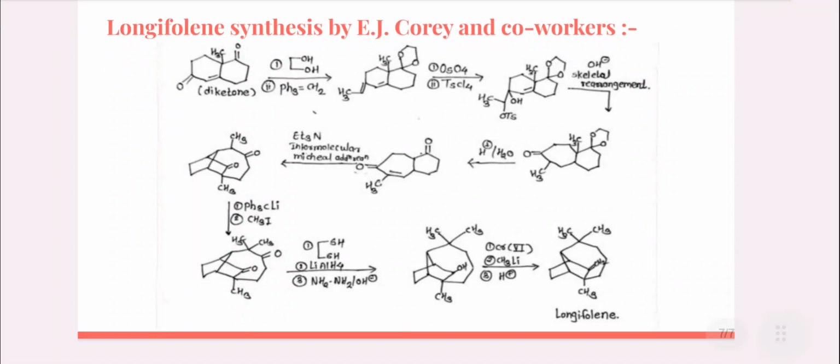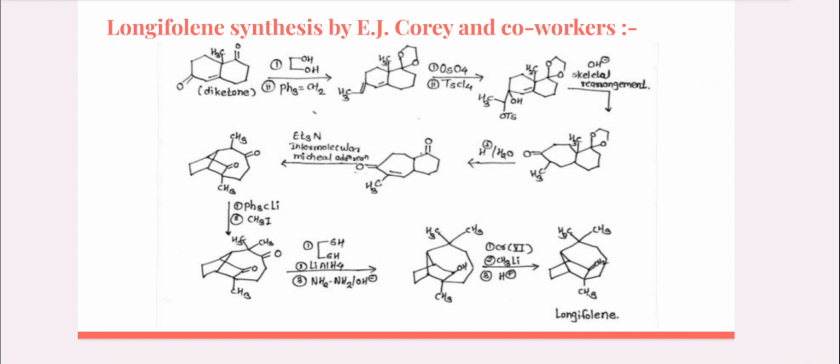Look at the second step. Here, first we use osmium tetroxide, that is OsO4. It is a well-known oxidizing agent. So this reagent converts the double bond into a diol. So there is formation of this OH, and in the next step we use tosyl chloride. So this tosyl chloride converts the secondary OH into OTs. So in the presence of tertiary and secondary OH groups, the tosyl chloride converts the secondary OH into OTs.